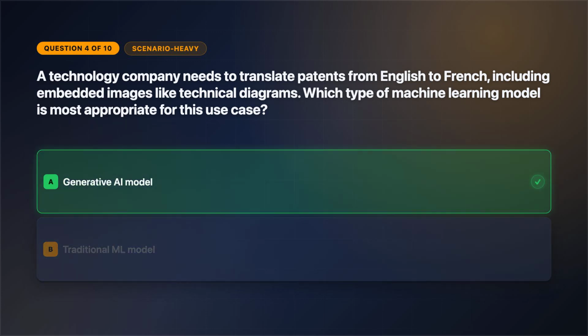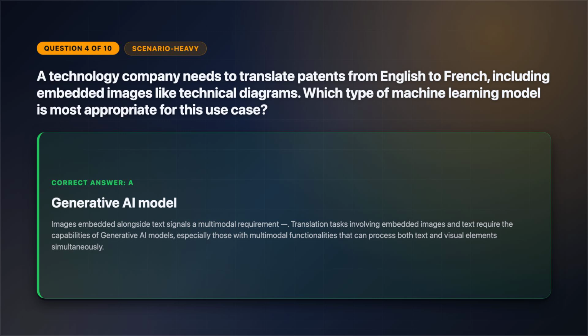The correct answer is option A. Images embedded alongside text signals a multimodal requirement. Translation tasks involving embedded images and text require the capabilities of generative AI models, especially those with multimodal functionalities that can process both text and visual elements simultaneously.